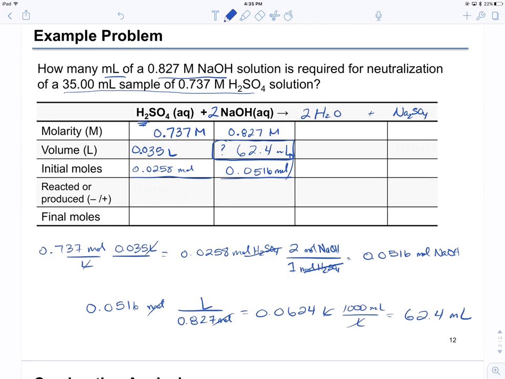Okay, so we only had to do the kind of stoichiometry required for the reactants here if we wanted to know how much we needed to completely neutralize that acid sample.